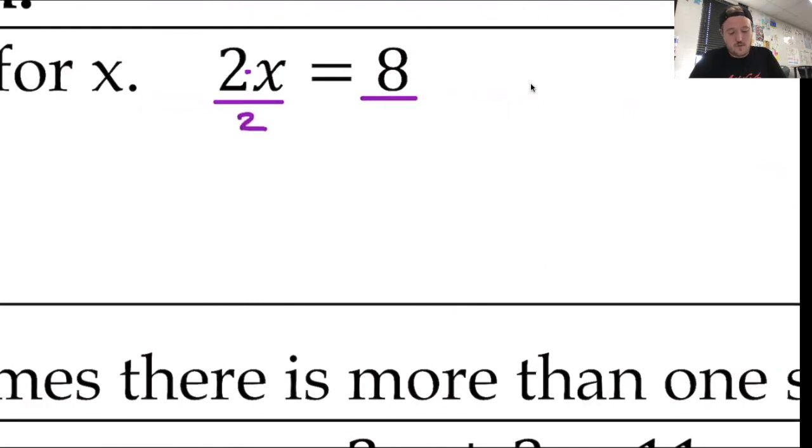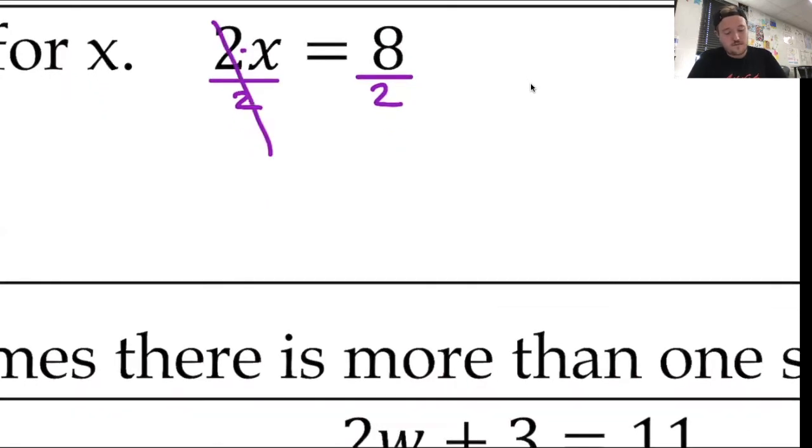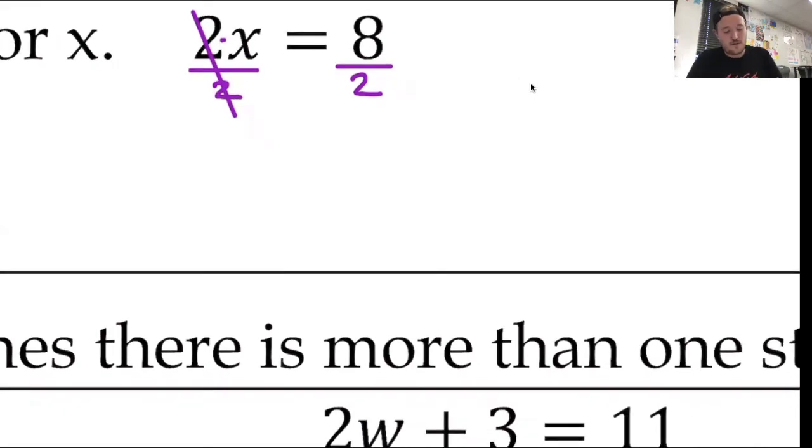You've probably heard that what you do to one side, you have to do to the other. So when I divide, 2 over 2, those simplify. They do not cancel, they simplify. Another part of learning here is we have to use the proper terminology. So 8 over 2 is 8 divided by 2, which gives you 4. So your x value here is 4.